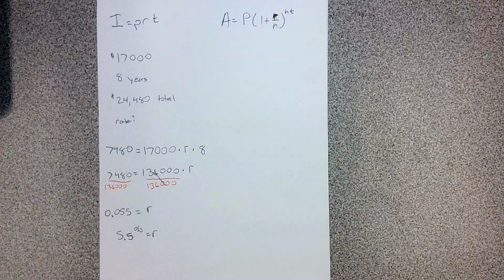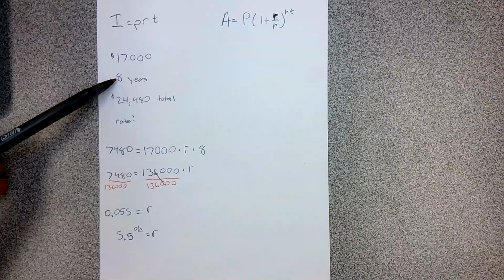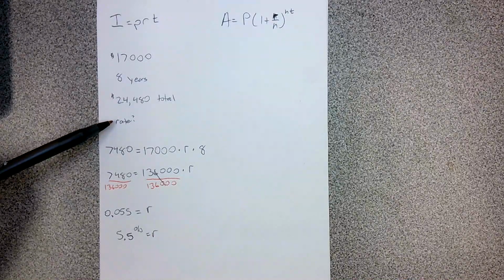This was a question about Aaron, and Aaron was borrowing money for a snowmobile. The original price of the snowmobile was $17,000. That was how much he was borrowing over an 8-year time span. We knew that the total amount that he was going to have to pay after 8 years was $24,480, but we didn't know the interest rate. That was what we were trying to calculate.